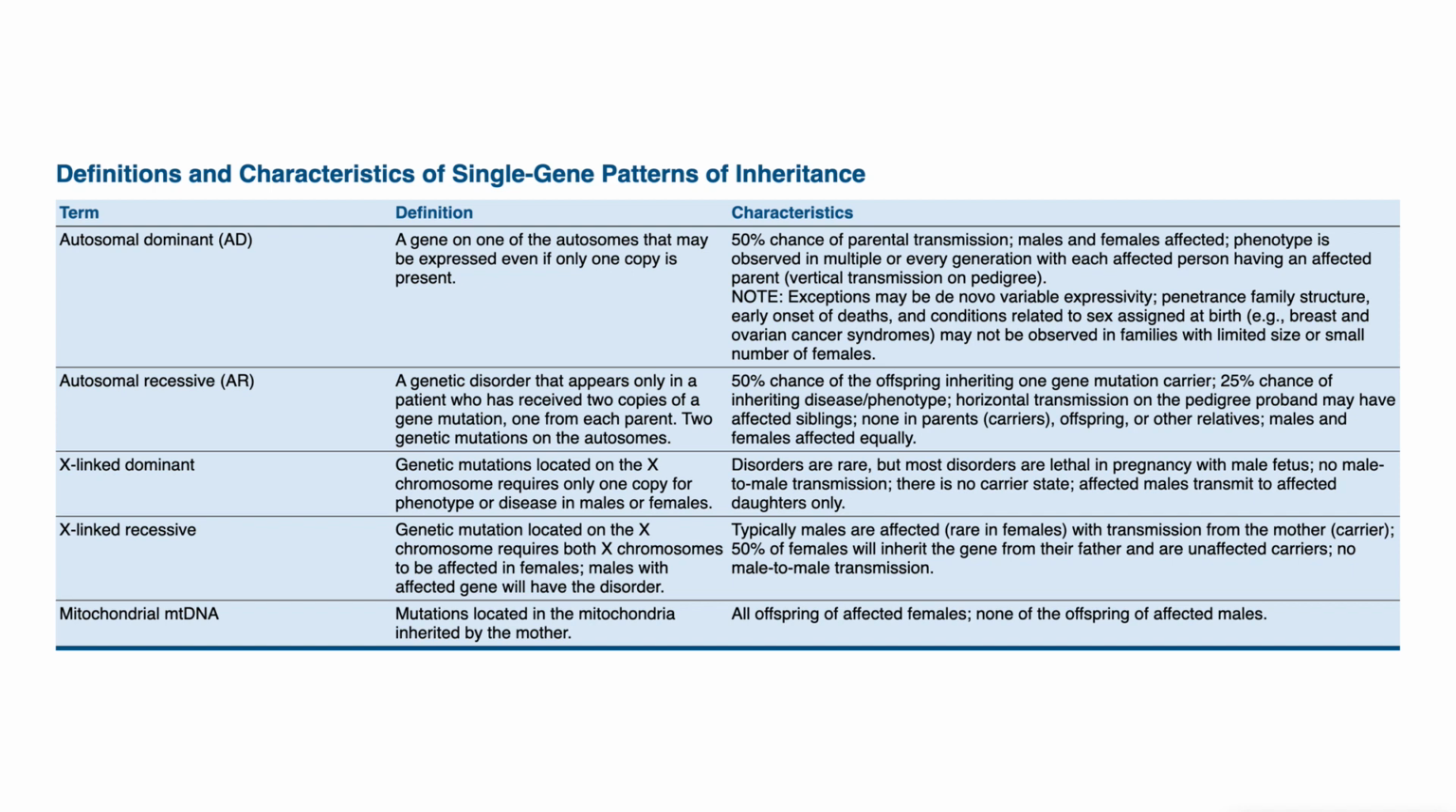There's horizontal transmission on the pedigree. The proband may affect siblings, none in the parents who are carriers. Offspring or other relatives, males and females, are affected equally. Again, this is autosomal. So, X-linked dominant genetic mutations are ones that are located on the X chromosome and require only 1 copy for the phenotype or disease to appear in males or females.